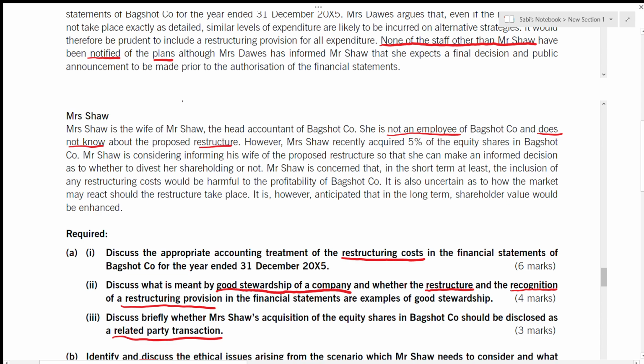However, Mrs. Shaw recently acquired 5% of the equity shares in Backshot company. Acquired how many? 5% equity shares. Mr. Shaw is considering informing his wife of the proposed restructure so that she can make an informed decision as to whether to divest her shareholding or not. This is not for this perspective, but this could be used in your ethics. Right?